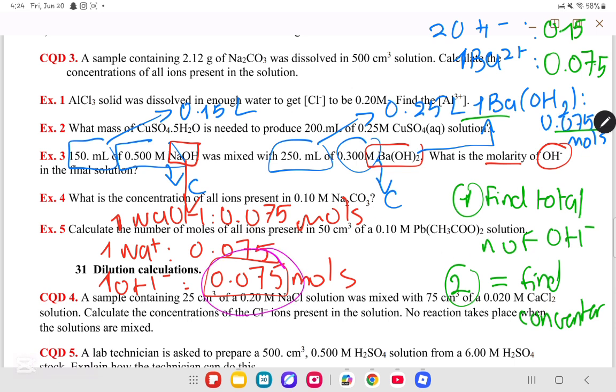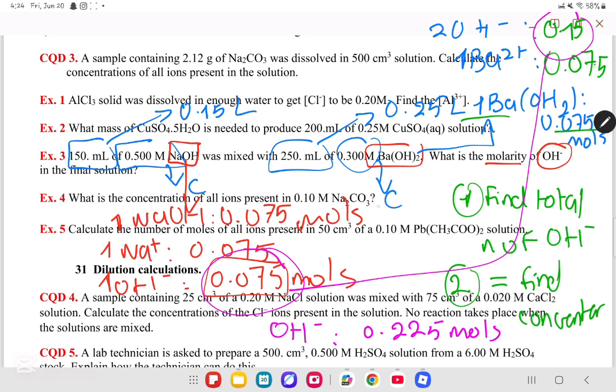Now, the next step is to add the total moles. So you take these and add them together. 0.15 plus 0.075, you will get an answer of 0.225 moles. This is the total number of moles of OH minus in the solution. Now that you have the number of moles, let's add both volumes together. So 0.15 liters plus 0.25 liters, that's going to be 0.4 liters.